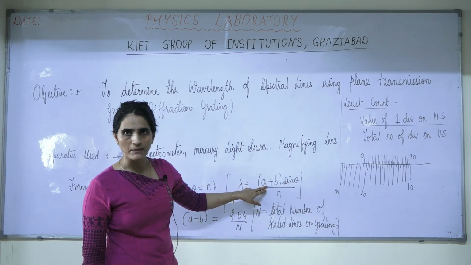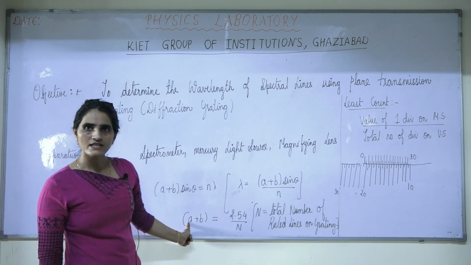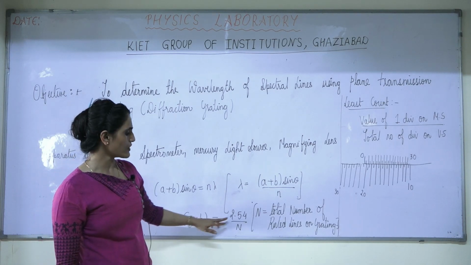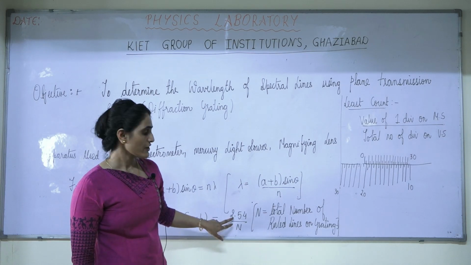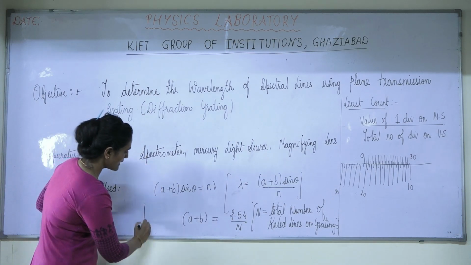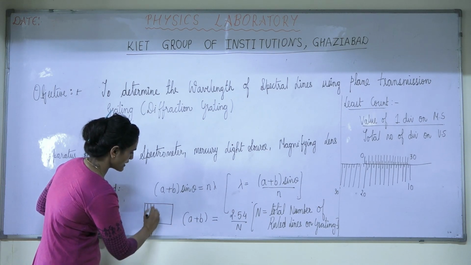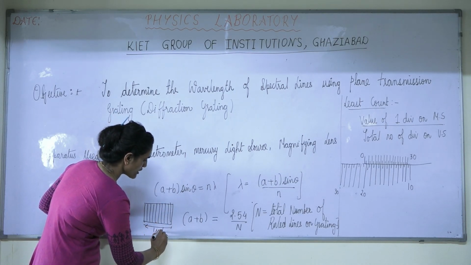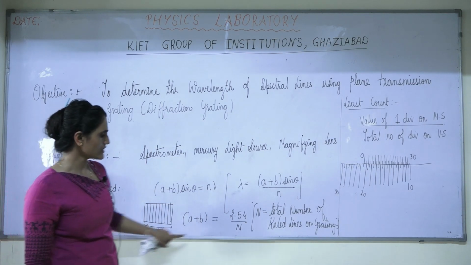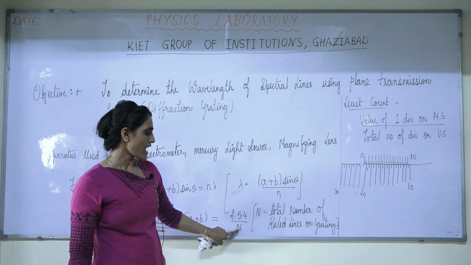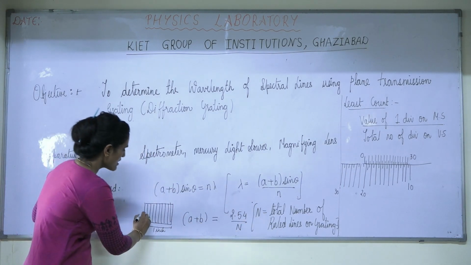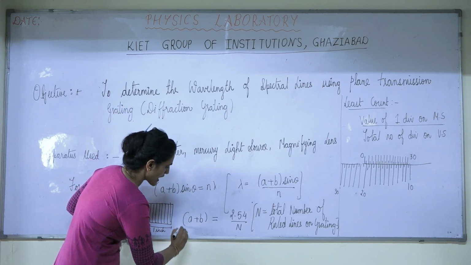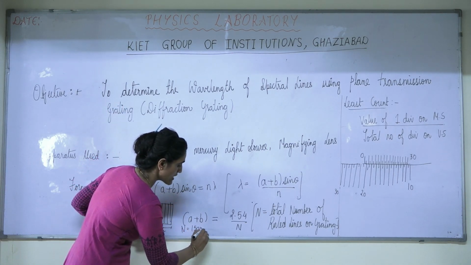First I will explain what A plus B is. A plus B we normally call the grating element. The grating element A plus B can be calculated by the formula 2.54 upon N. Now what is 2.54? If I draw this plane transmission grating diagrammatically, it consists of these lines and this distance is 1 inch. If I convert 1 inch into centimeter, it will be 2.54 centimeter, and capital N is the number of lines lying on this plane transmission grating. In our experiment, the value of capital N is 15,000 lines.